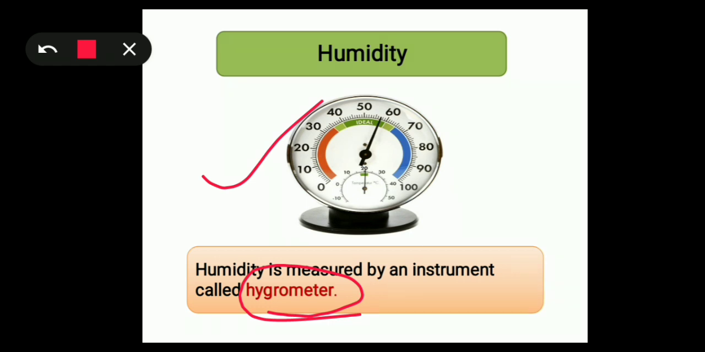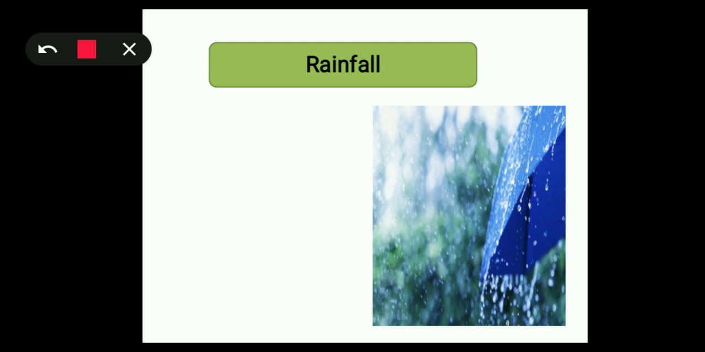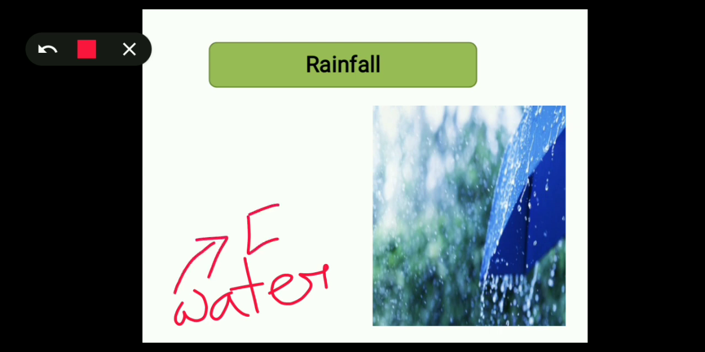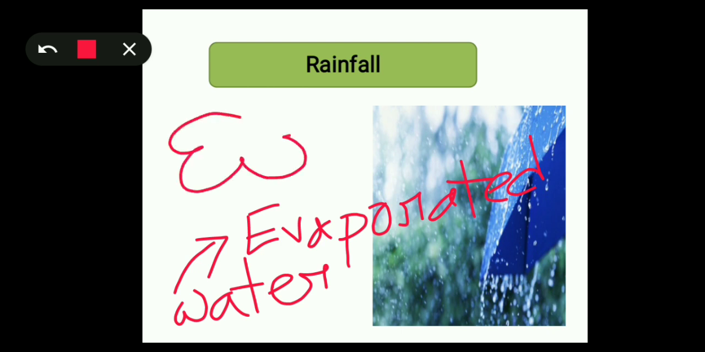So next is rainfall. Do you know how rainfall happens? First of all, what happens? The water that is present on earth gets evaporated, and then once it goes up, it forms what? It forms cloud.